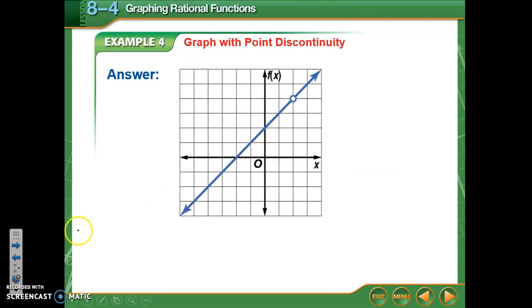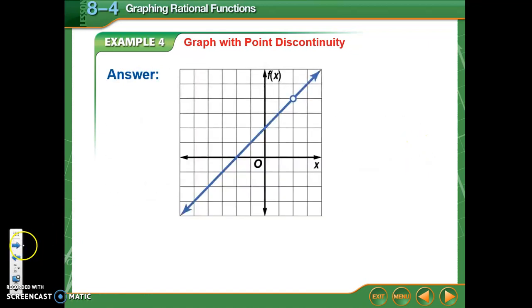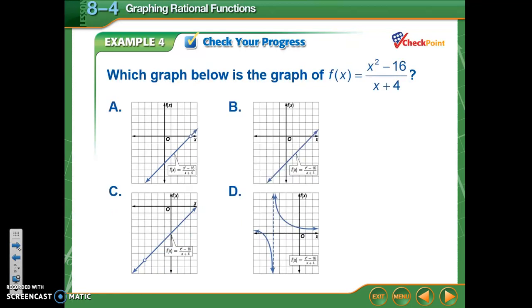So when I graph, again, I'm graphing the function that looks like x plus 2, y-intercept of 2, slope of positive 1. But wherever x equals 2, wherever it would be on my graph, I have a hole. It is undefined there. All right, so I want you guys to try this one. It's a very similar example.